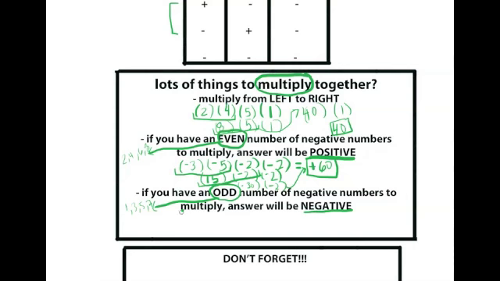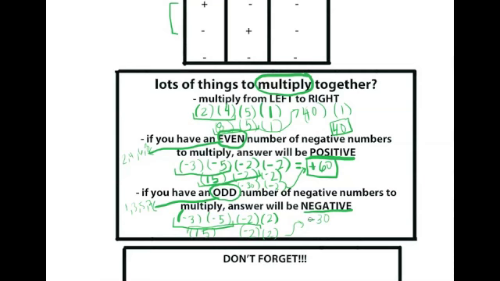So if I have -3, -5, -2, but maybe instead of making this last one a -2, I'll make it a +2. Let's see how that works. So again, working from left to right, -3 times -5 is going to give me +15 times -2. So +15 times -2, these two guys right here, is going to give me -30.